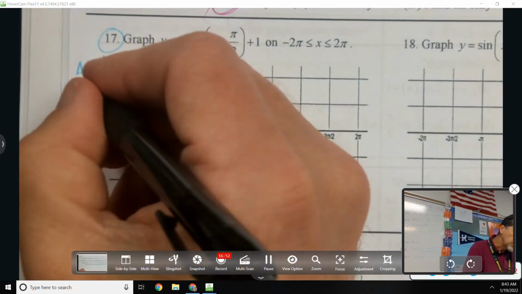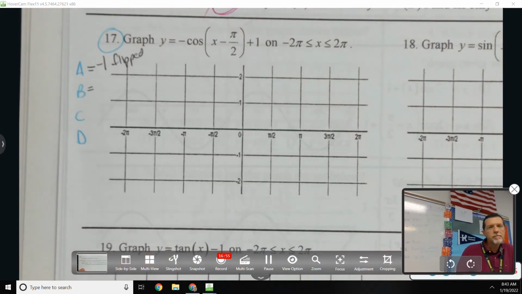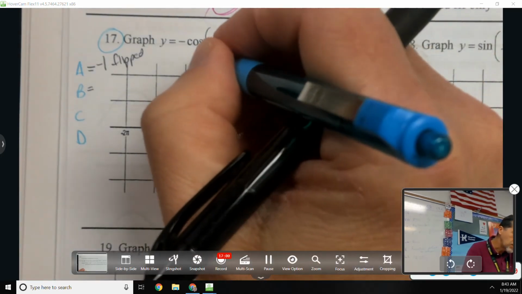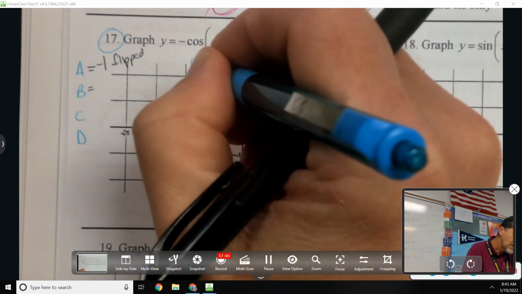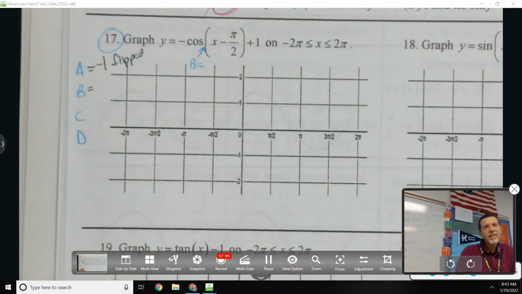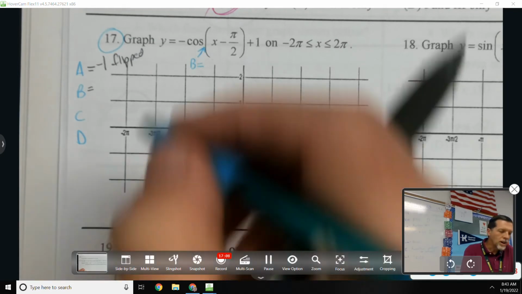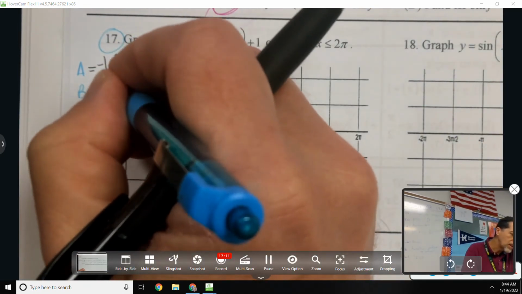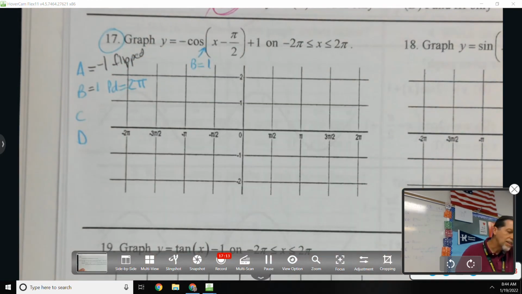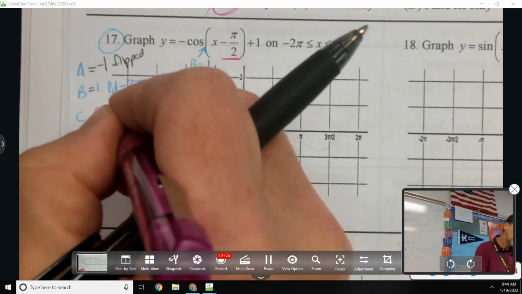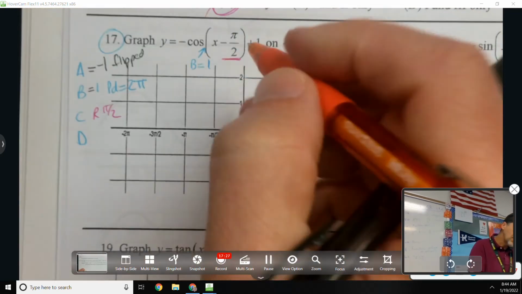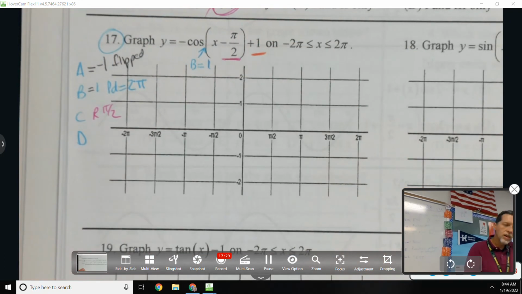What's B equal to? This one's maybe tricky because B is right there in front. So 1. So what does that mean the period is? 2 pi. It's not changed. All right, what's the minus pi over 2 mean? All right, pi over 2. And the plus 1 at the end, up 1.